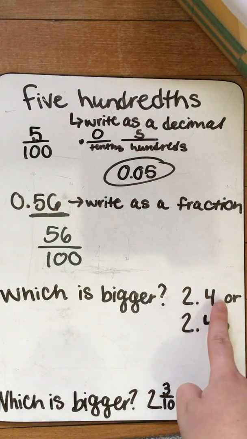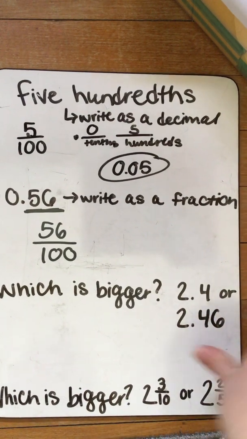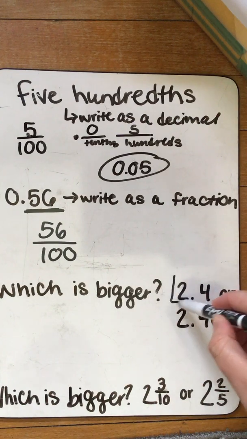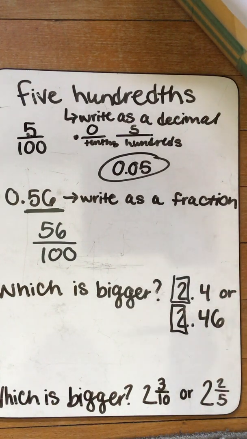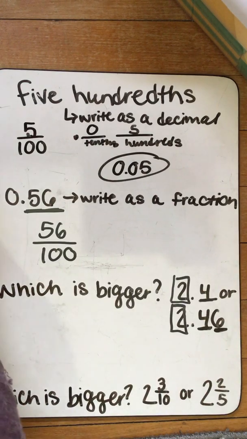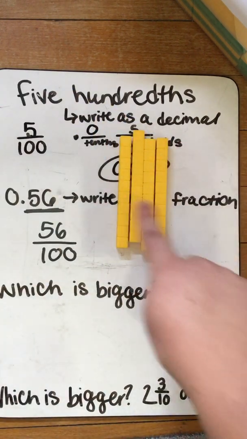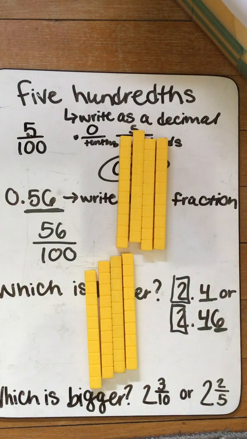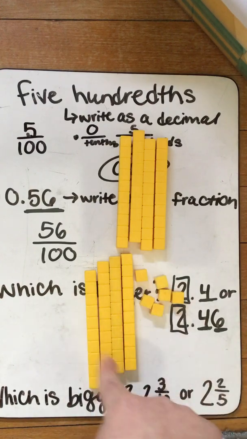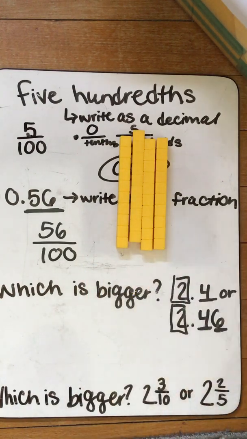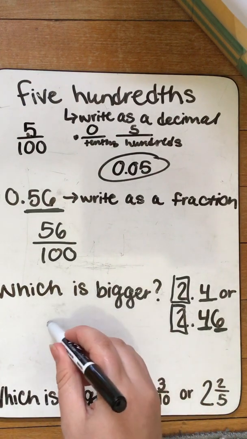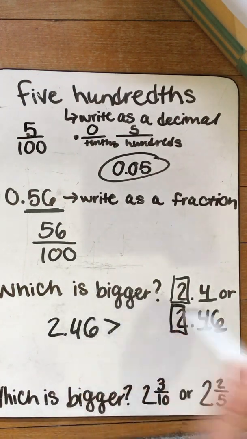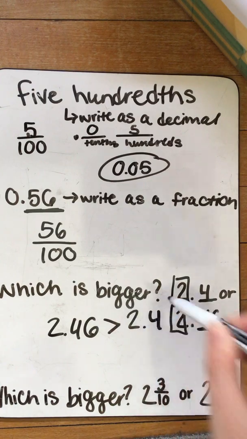Which is bigger, 2.4 or 2.46? Remember that for these, you look at that whole number first. Well, they both have 2, so I don't know yet which one's bigger, so I have to look at the decimals. What's bigger, 0.4 or 0.46? If we had 0.4, it would look like this: 4/10ths, or 0.46, 4/10ths and 6/100ths. This one is definitely bigger. So when we write that out, we would write it like this: 2.46 is greater than 2.4.